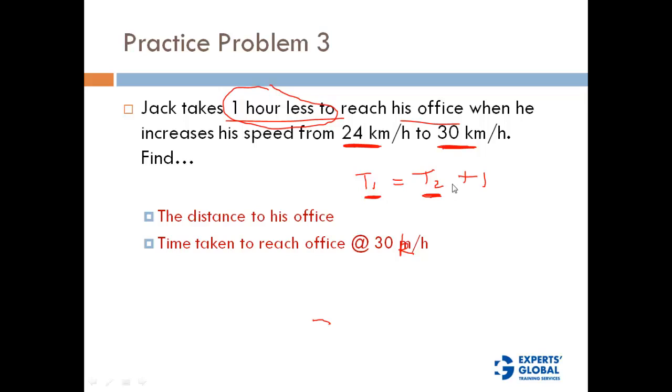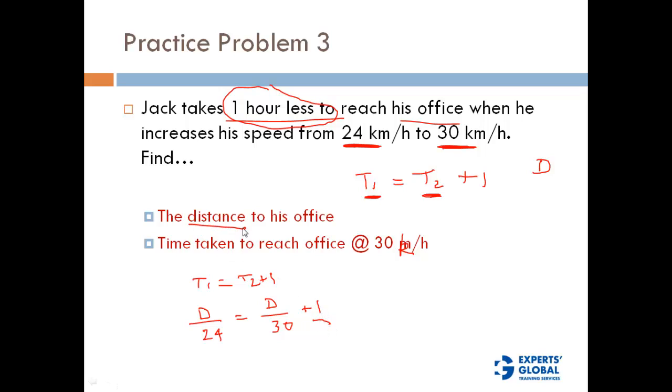And let's assume that the distance he's traveling is d. So what equation do we get? T1 is equal to T2 plus 1. So what is T1? Distance by speed. Distance by speed is equal to T2, again distance by speed, plus 1, right? So let's solve this.